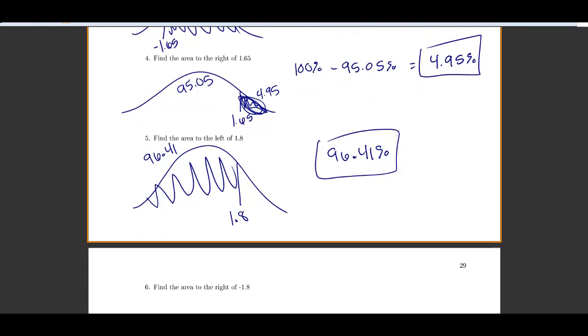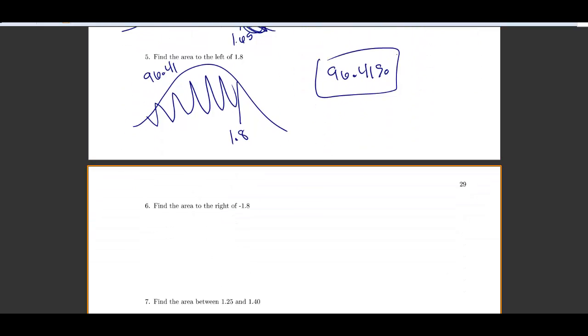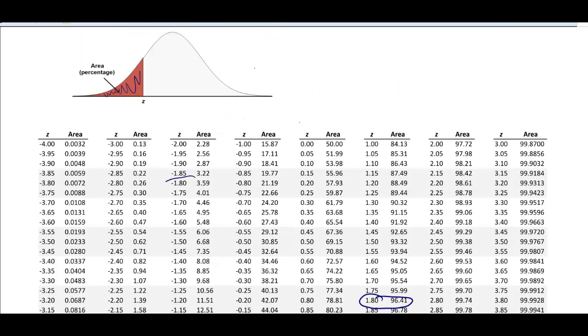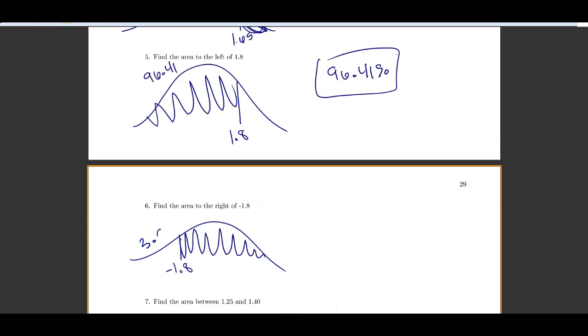Let's try number 6. Find the area now to the right of negative 1.8. So here's my negative 1.8 and I'm looking for the area to the right. Now I could just use symmetry and say I know it's going to be 96.41%. Or I could go ahead and look it up on the table still. If I look up negative 1.8, the area to the left is 3.59. But I want the area to the right, so I'm going to use the complement rule, which means they all add up to 100%. So this gives me 96.41%.